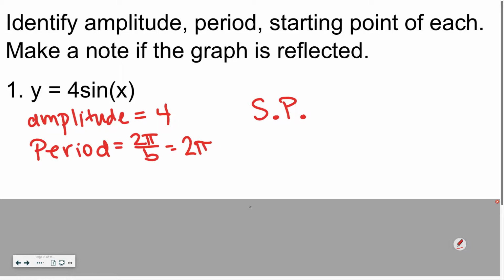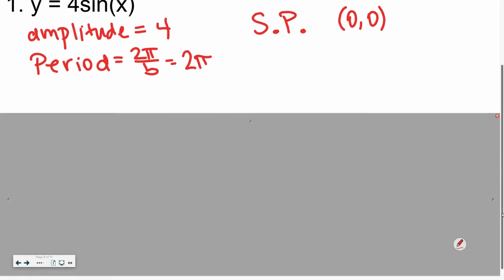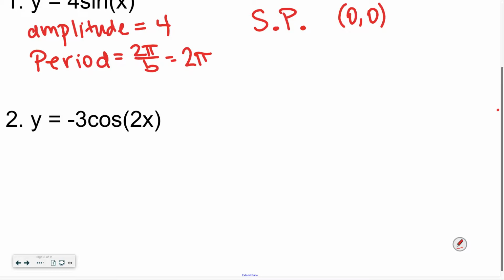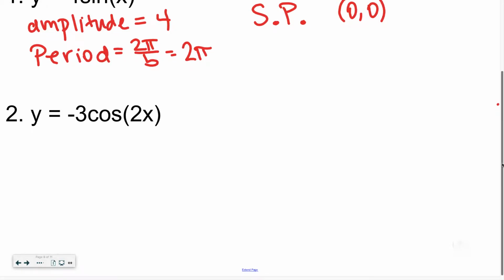SP, starting point. Are you okay with me abbreviating? Okay. So then our starting point is the shift. Okay. Is there a C value? Is there a D value? No. So just like our parent functions, we are going to start at 0, 0. Okay. Like I said, our starting point is going to be where we draw what I call a frame. We'll get to that in our next lesson. Okay, but I just ask that you identify it first. Okay. All right, let's step it up a notch. Yeah, write this one down. Y equals negative 3 cosine of 2x.